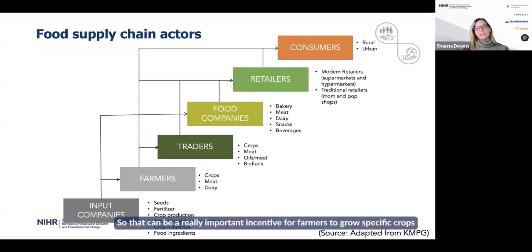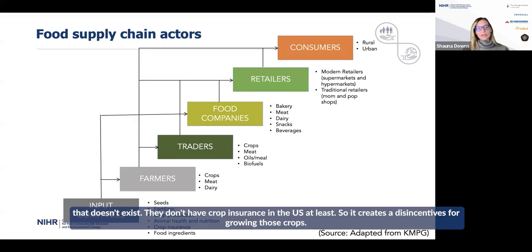So that can be a really important incentive for farmers to grow specific crops, because for crops like horticulture products, that doesn't exist. They don't have crop insurance in the US, at least. So it creates a disincentive for growing those crops.